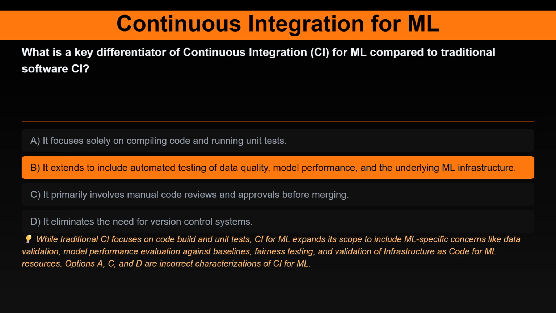The correct answer is: it extends to include automated testing of data quality, model performance, and the underlying ML infrastructure. Here's the explanation. While traditional CI focuses on code build and unit tests, CI for ML expands its scope to include ML-specific concerns like data validation, model performance evaluation against baselines, fairness testing, and validation of infrastructure as code for ML resources. Options A, C, and D are incorrect characterizations of CI for ML.